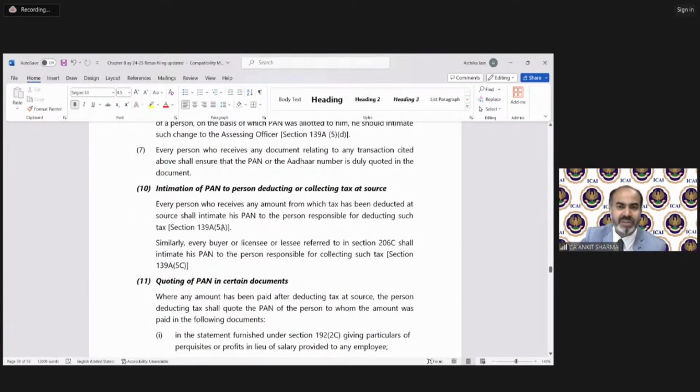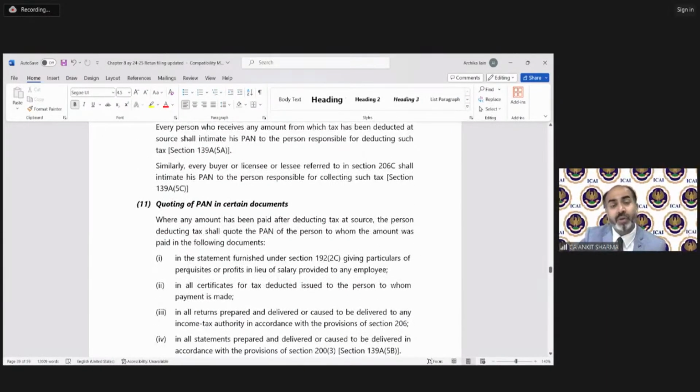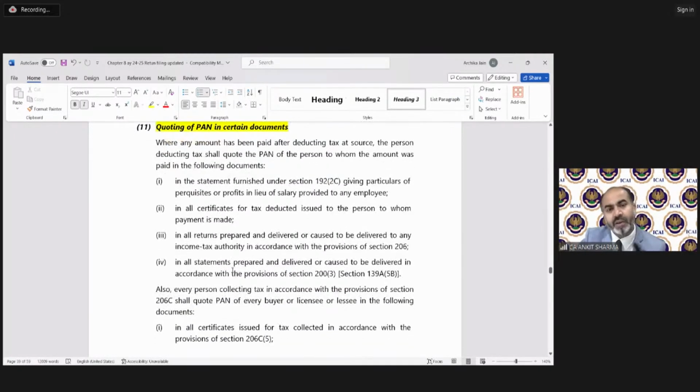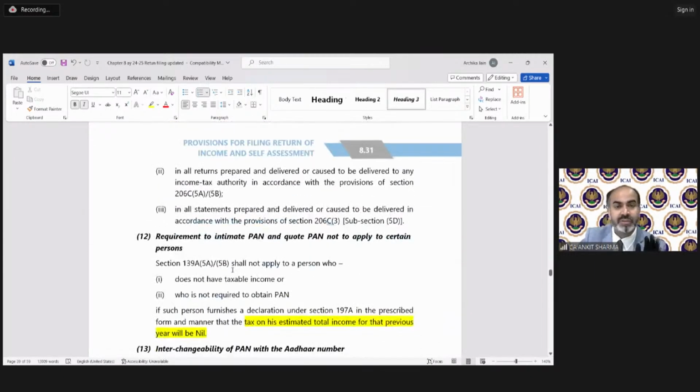Intimation of PAN to person deducting. If your employer is deducting your TDS, then you have to intimate your PAN number to your employer. In all documents relating to the income tax department, you have to quote your PAN number. The income tax department does not know you by your name or date of birth or father's name. They know you by your PAN number. So whatever your income tax document, be it a return of income, TDS certificate, TCS certificate, TDS return filing, anything, you have to quote your PAN number for all your income tax transactions.